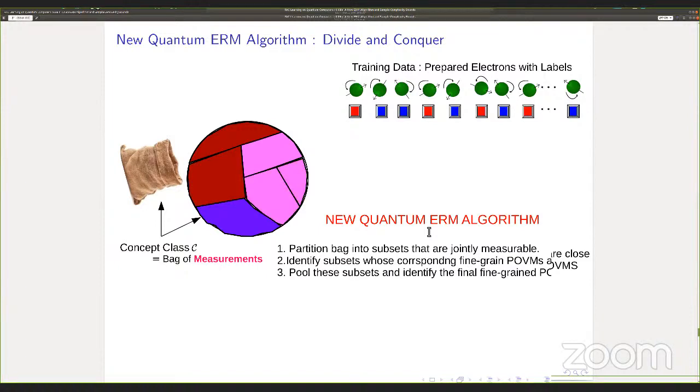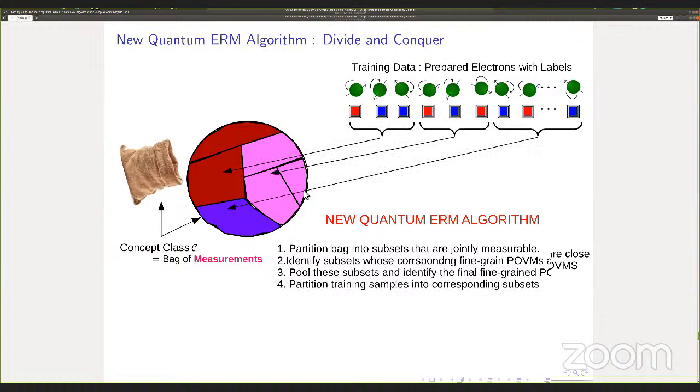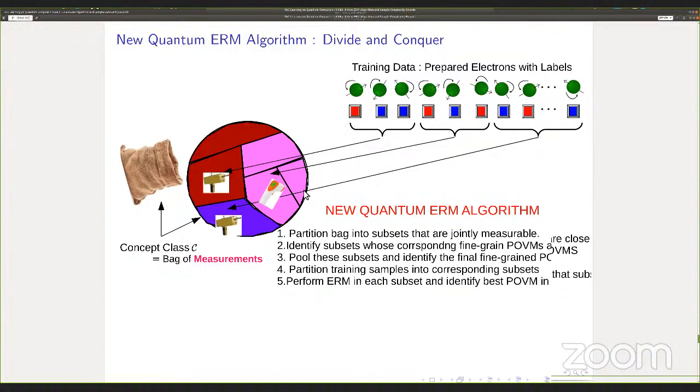So maybe the fine-grained measurements of the green and the red are close. Maybe the fine-grained measurements of the pink and the gray and the yellow are close. You pool them together and you do one measurement for the entire pink, one for the entire red, one for the entire purple. And so you can reuse your samples. You don't have to divide them into 6 classes, you can just divide them into 3 classes, and you do your same empirical risk minimization algorithm for each of these 3 classes. So you perform ERM in each subset, identify the best POVM in the subclass, and find your best ERM. Essentially, you divide and conquer.